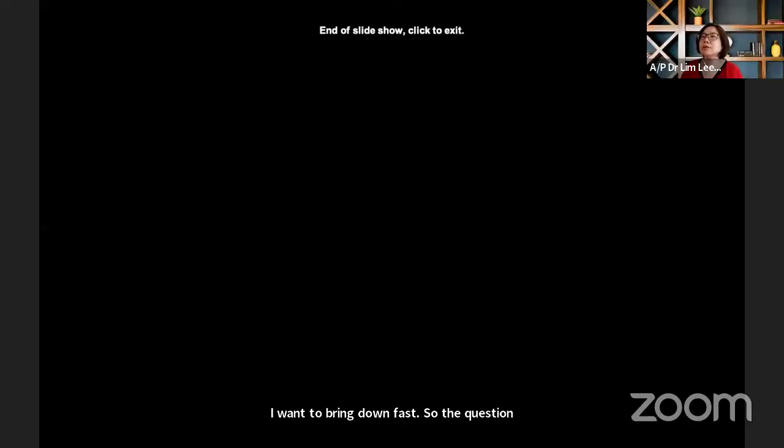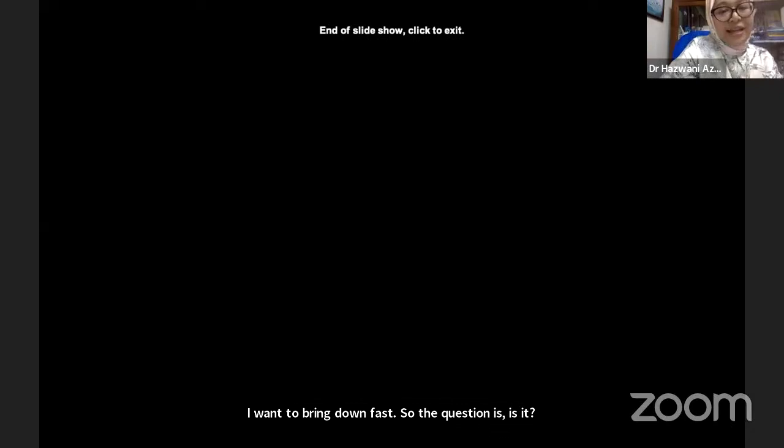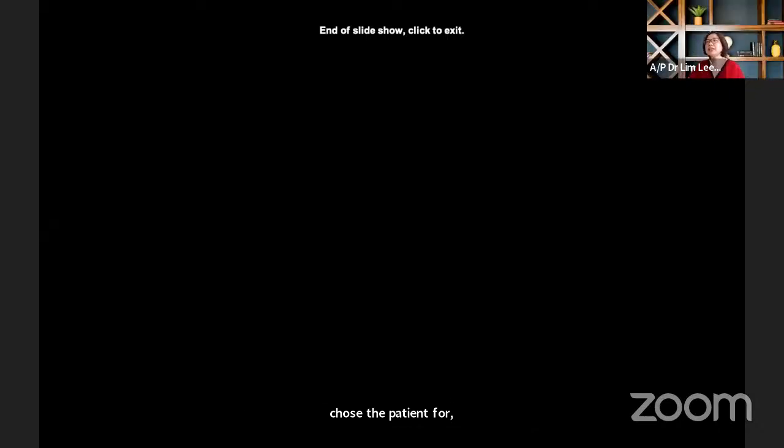The question is sinacalcet, is it? Calcitonin still has a role. The calcitonin, yes. Because I want to bring down the calcium very fast, which I think using normal saline or saline diuresis itself might not be as fast to bring down the calcium. I will start in this group of patients first, on top of the other second agent, for example, bisphosphonate. This is how I choose the patients for calcitonin.